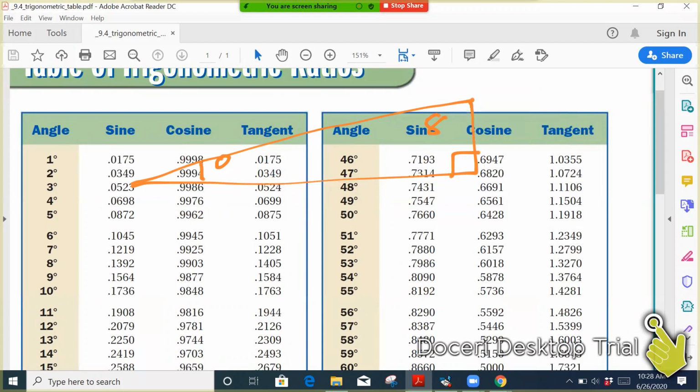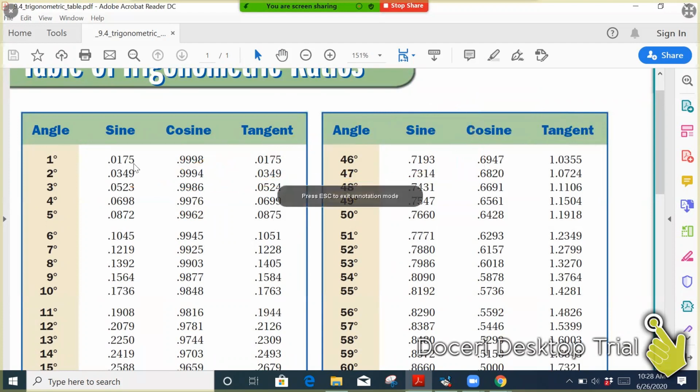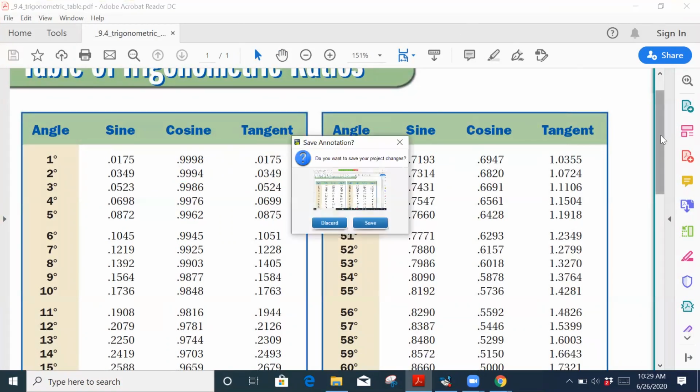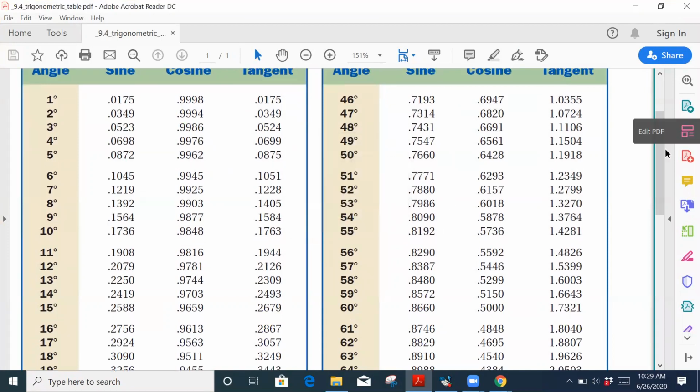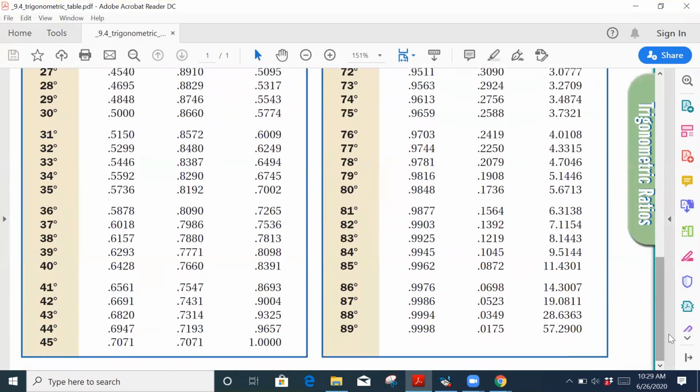All right, so what do you think? Think about this. What do you think the tangent of 45 is? All right, pause the video and think about it. What do you think the tangent of 45 would be? Well, if we scroll down here, down this trig table, we see that it's 1, right?